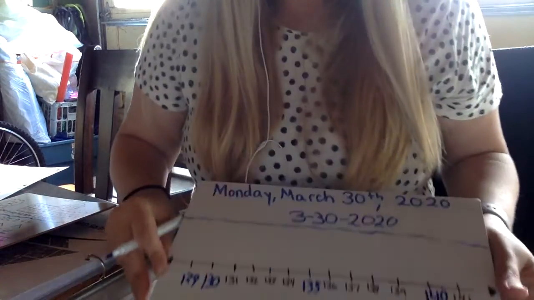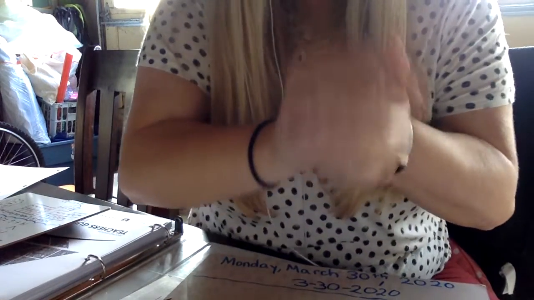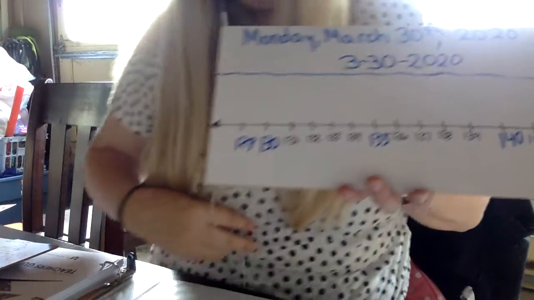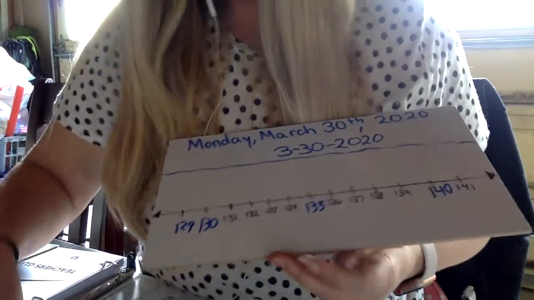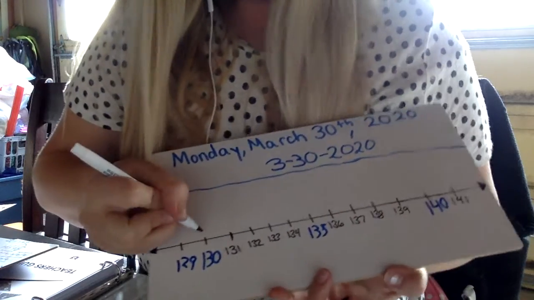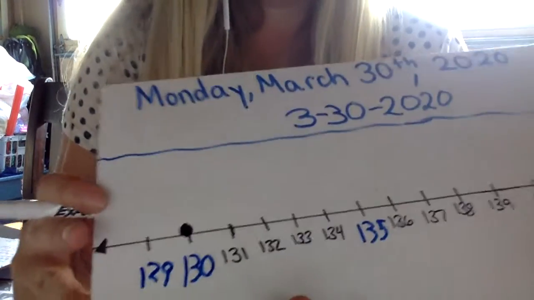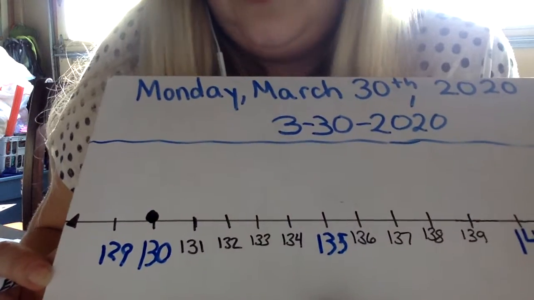Okay, let's roll our more than, less than, and see how many spaces we are moving today. We are moving 6 more. So let's go ahead and start on, how about that 130 that we chose today? 130. Let's go ahead and start there. And we're going 6 more. Where do you think we're going to land? 130 plus 6.